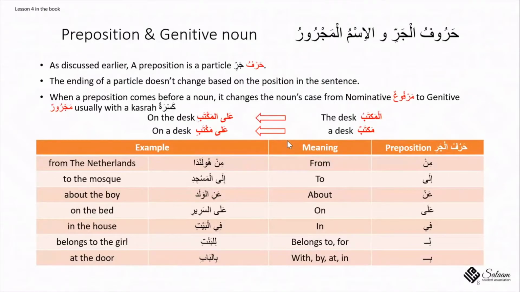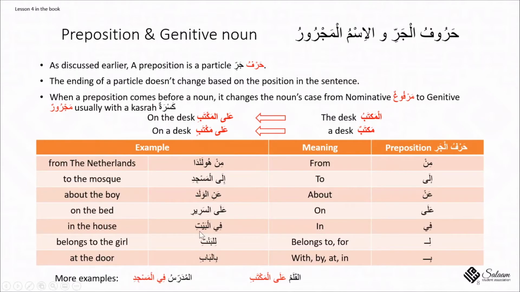We discussed the noun sentence. It has two parts, both of them marfu'a with dhamma. Now we discussed some prepositions and what the preposition does to a noun when it comes before it. Like here, al-maktabu became al-maktabi, maktabun became maktabin, and so on. More examples will come inshallah.